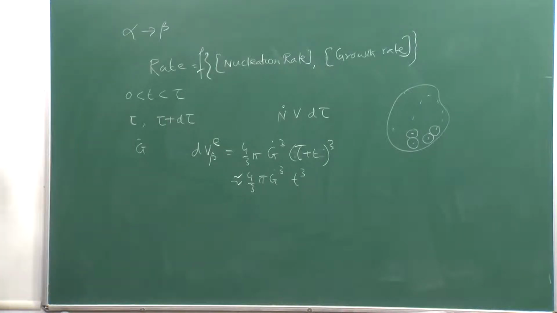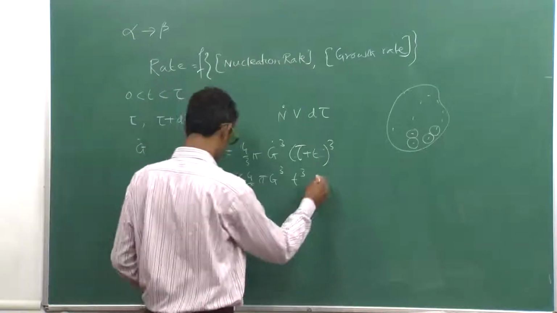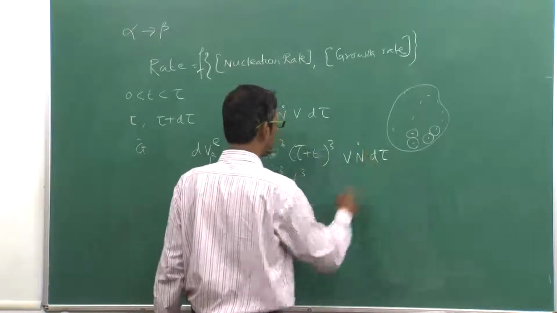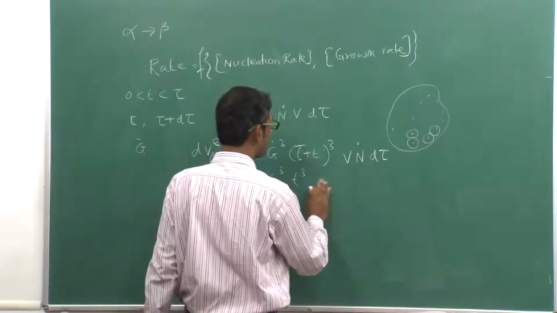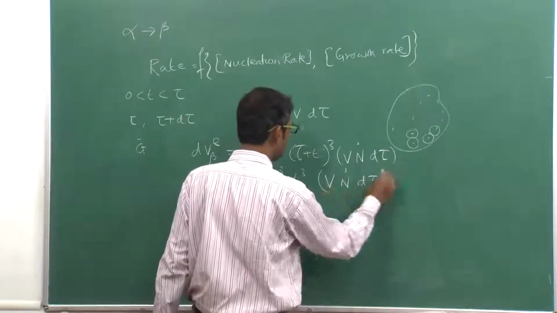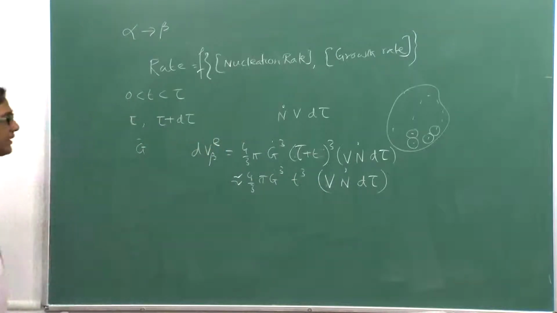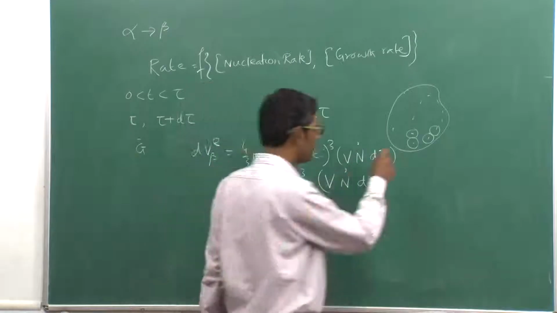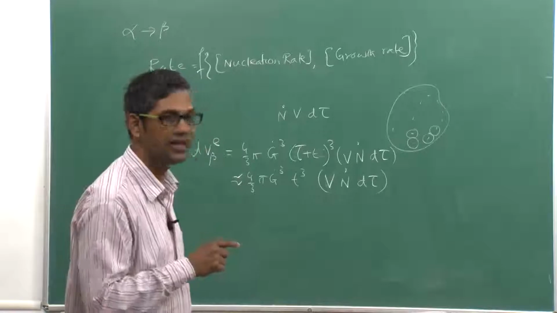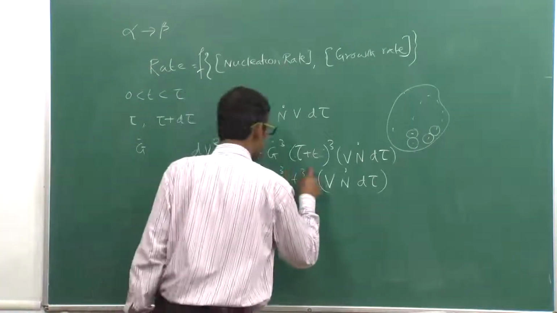So that means this is the sphere with the change of volume, multiplied by V dot, so we should write it as V N dot d tau. This is the nucleation rate, the total number of nuclei, then the growth. It assumes that all of these grains grow like a sphere, which is not always true. In fact, if you have seen grain boundaries, they are not always spherical. That's the major assumption made here.